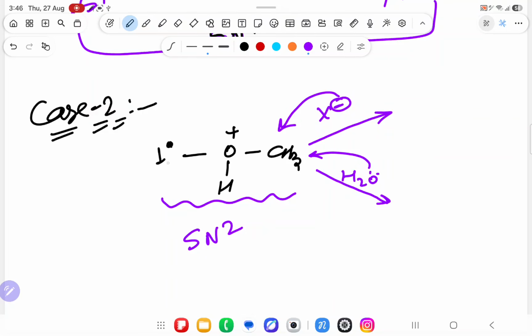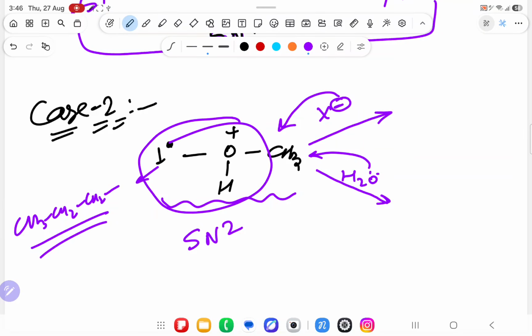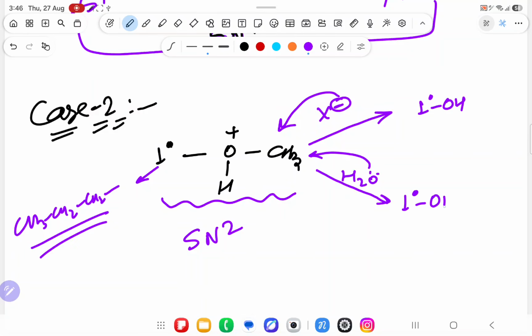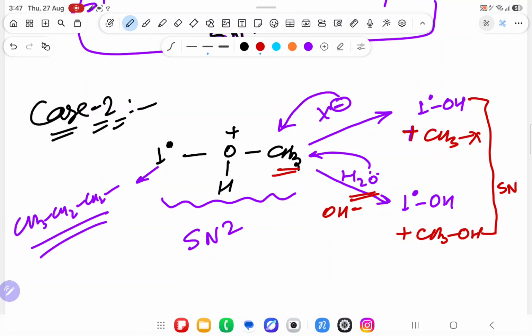Sir, what is the difference between 1 degree and CH3? This will be anything, no? CH3, CH2, CH2, then after that OCH3. So this could be anything, we don't know. So X minus or anything will attach over here, and this 1 degree will convert to alcohol. So what will you get? 1 degree with OH here also. Plus and plus. What are you getting? CH3X, and over here you are getting CH3OH, because it is giving OH minus. Overall, what you understood is that these two will follow the SN2 mechanism.